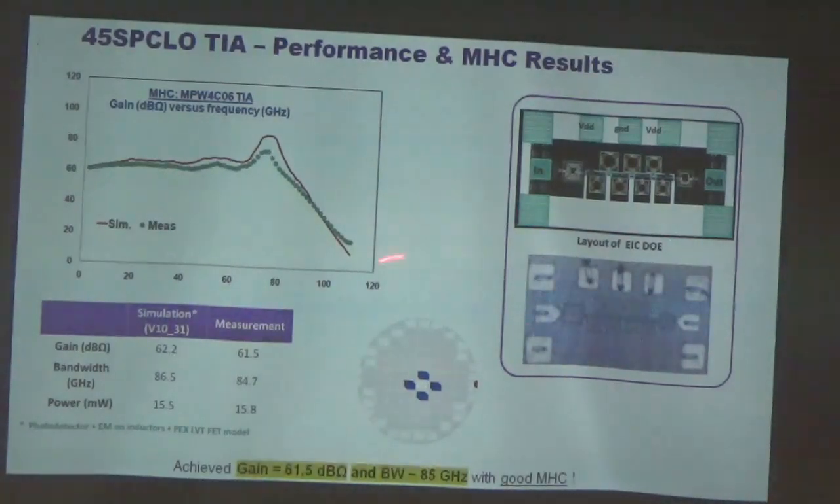And this is the layout and the chip photograph. We did model to hardware correlations, and these are the results we got in the hardware lab, which show a good correlation between the model and simulations.